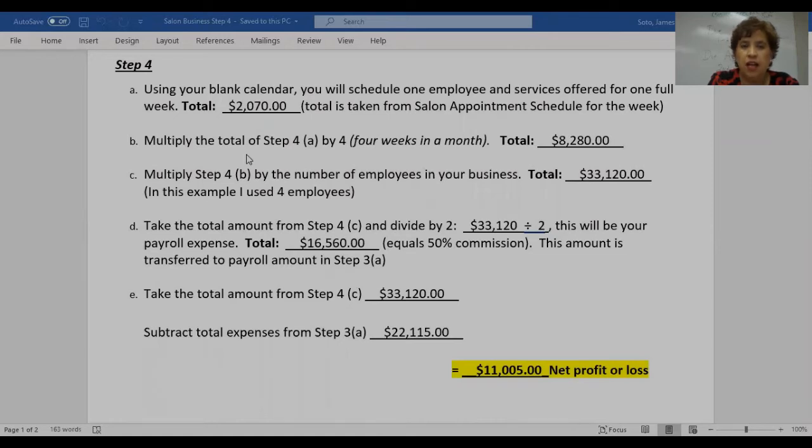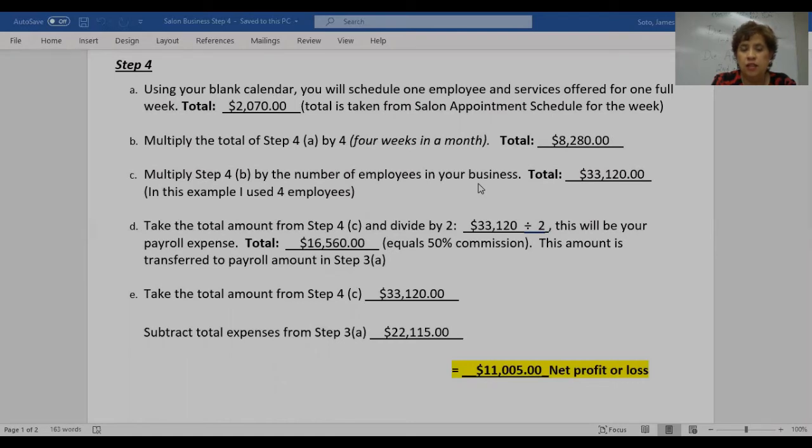You're going to multiply this week right here, and you're going to multiply it by 4 because there's 4 weeks in a month. So now we have $8,280 for 1 month. You're going to multiply this number by the number of employees or stylists in your business that are working for you.